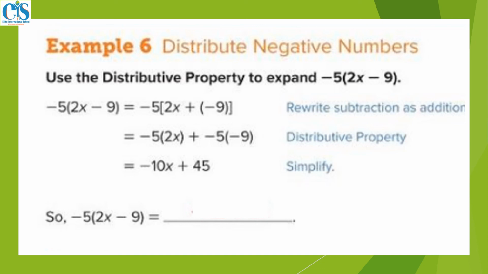We multiply negative 5 and 2, we get negative 10x. Multiplying the negative 5 to the negative 9, we get 45. And our final answer after simplifying using the distributive property is negative 10x plus 45.